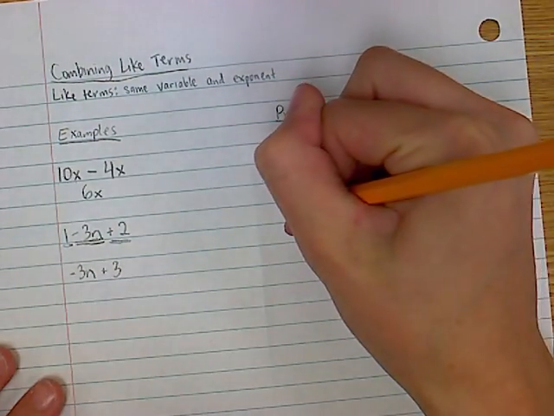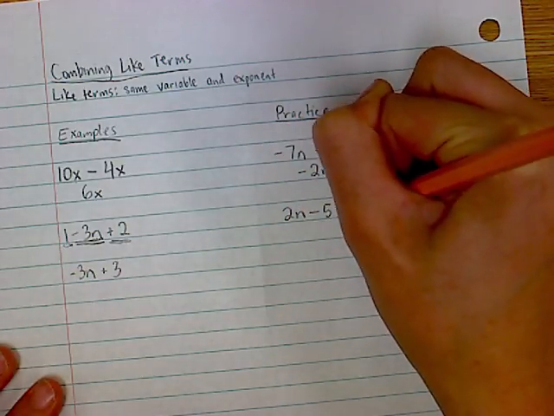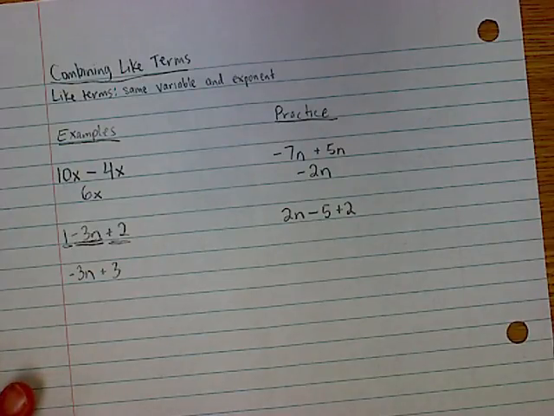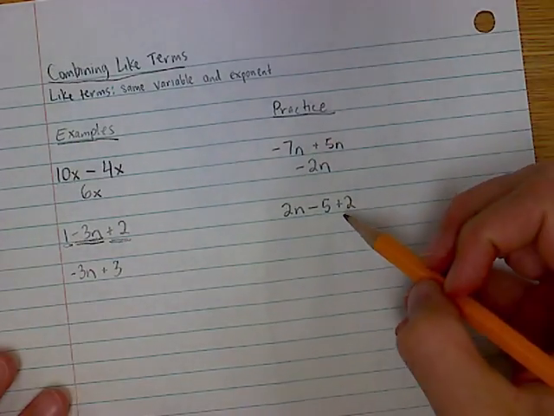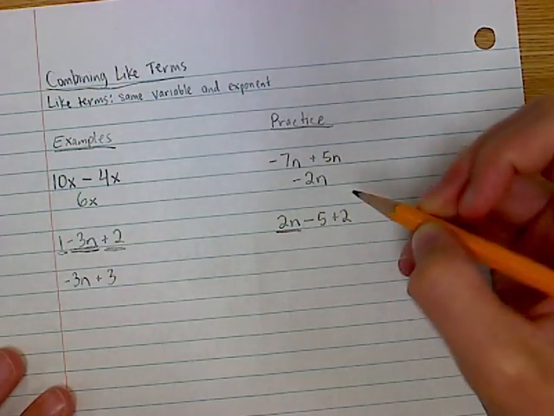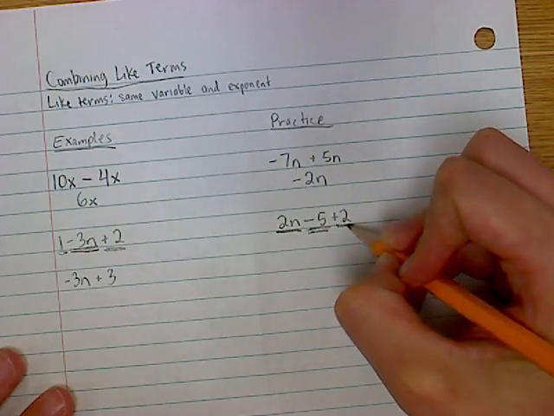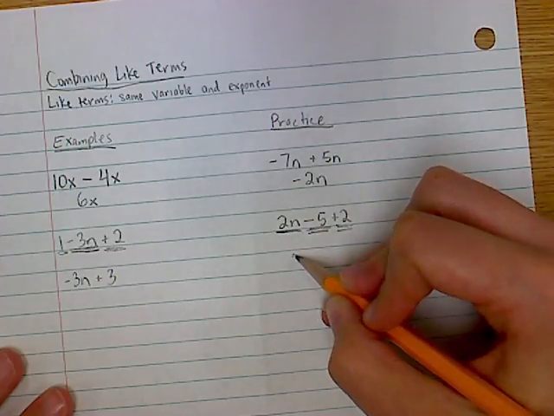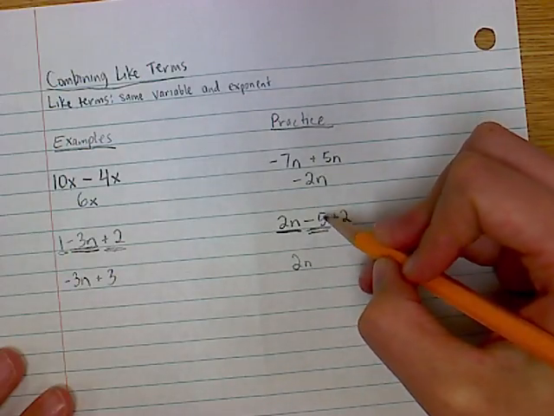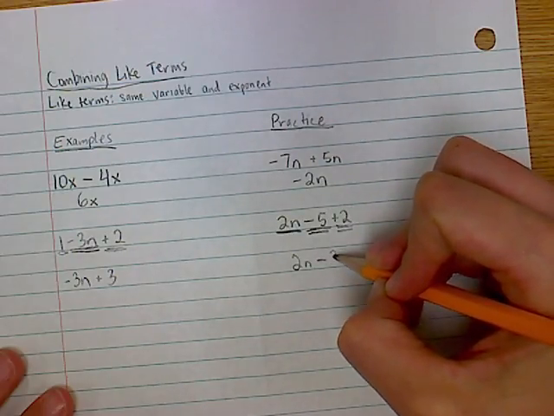Here's one for you to try. 2n minus 5 plus 2. Pause and try it. You should have realized that 2n had a variable, negative 5 didn't, and 2 also didn't. So the 2n stays by itself, and then I need to combine the negative 5 plus 2. So that's negative 3.